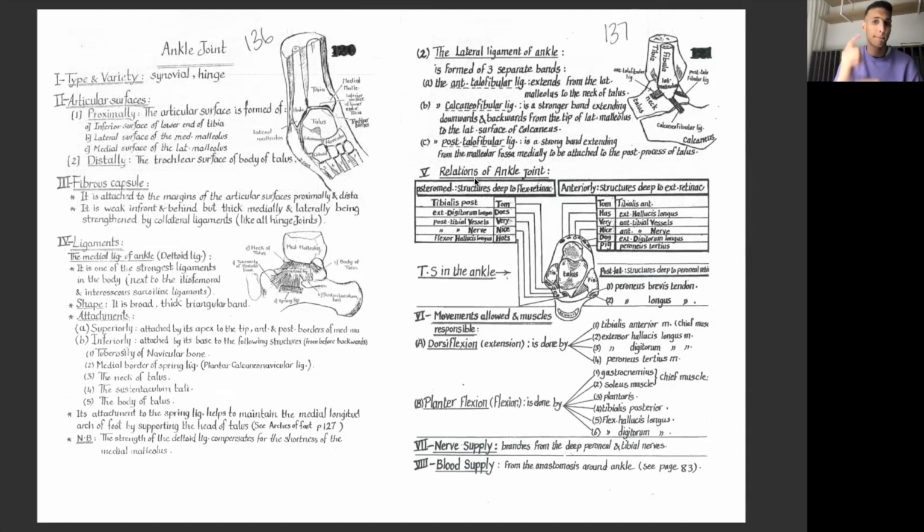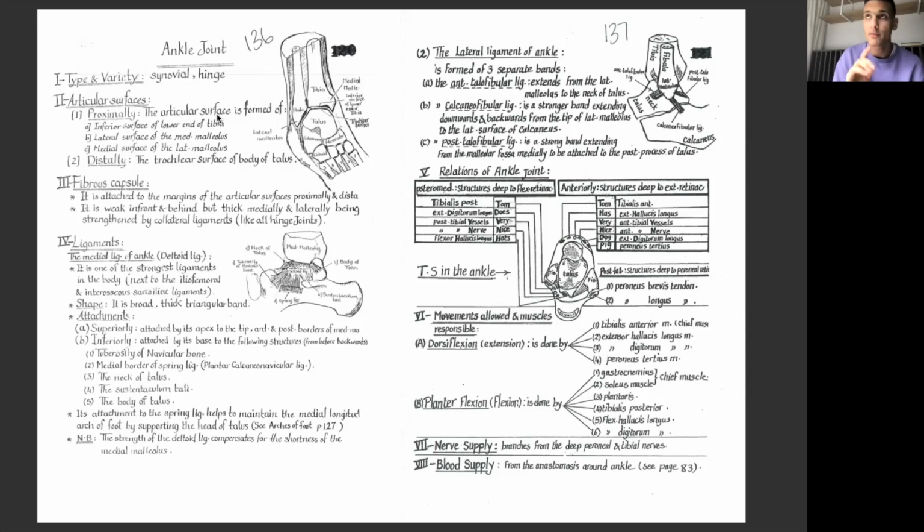Okay. Oh my, how tired I am. Okay. Ankle joint, synovial joint, hinge. Why is it a hinge? Because you can move your foot like that. That's why it's a hinge.